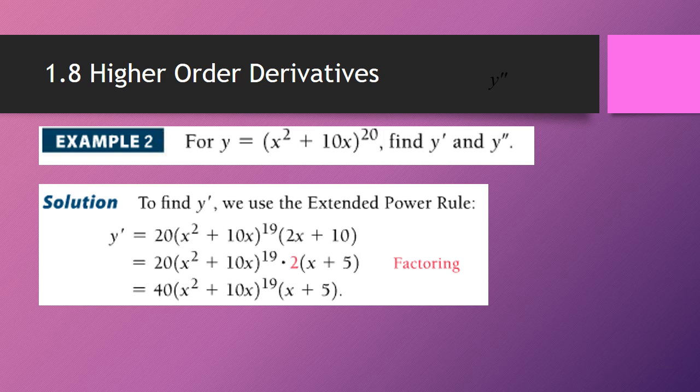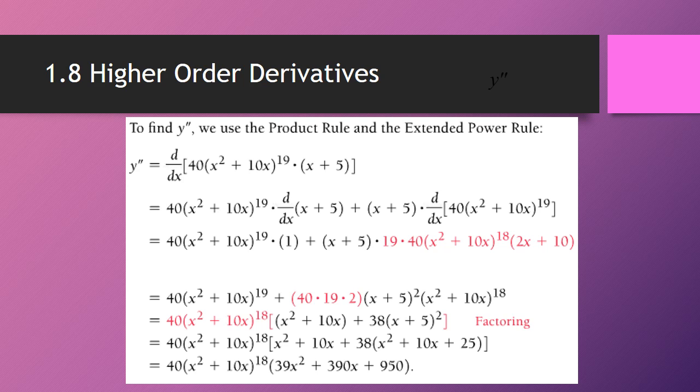Now, in order to do the second derivative, you're going to have to use the chain rule. You're going to have to do the product rule, and you're going to have to use the extended power rule. So, what that looks like. Remember, the product rule is the first times the derivative of the second plus the second times the derivative of the first, and it gets really messy here.